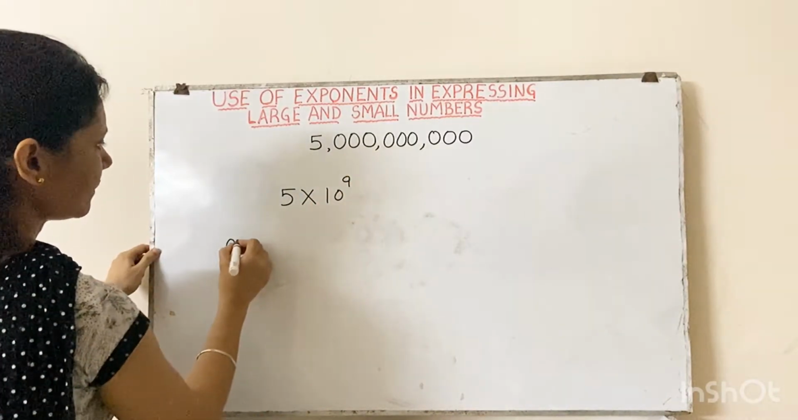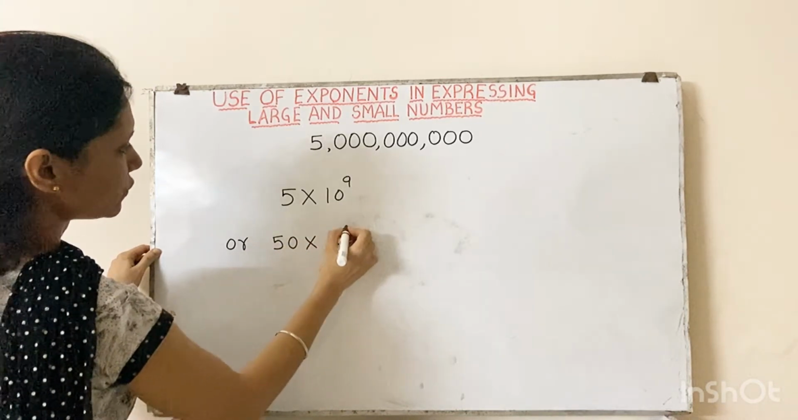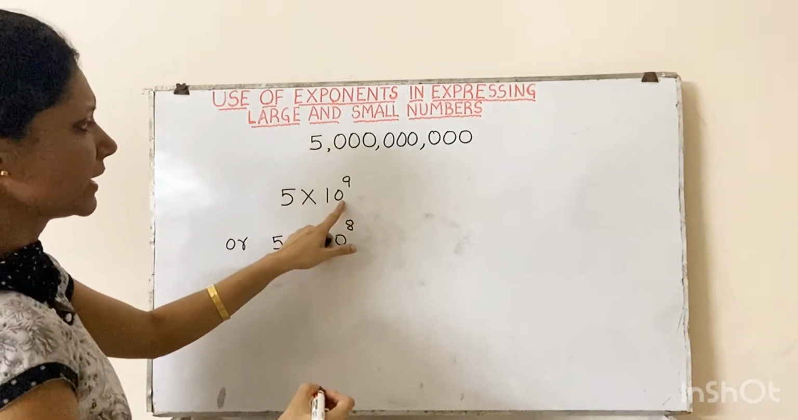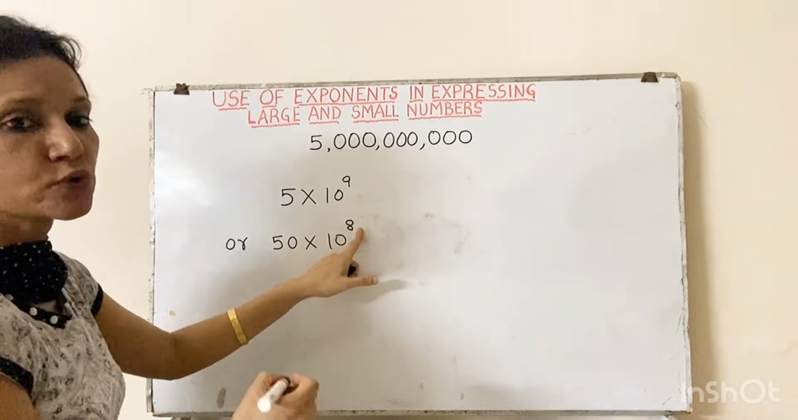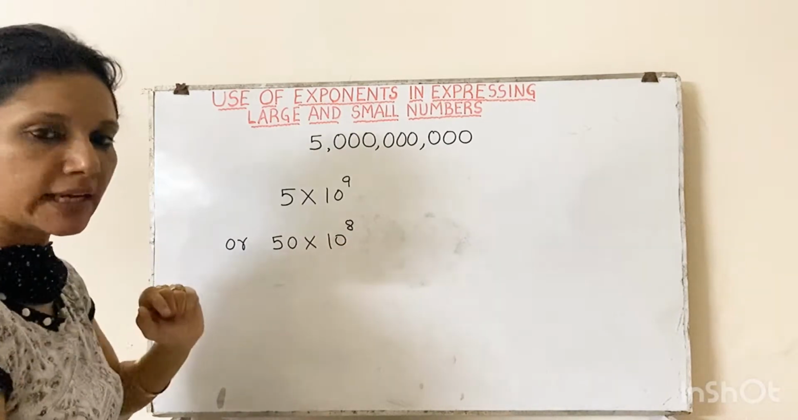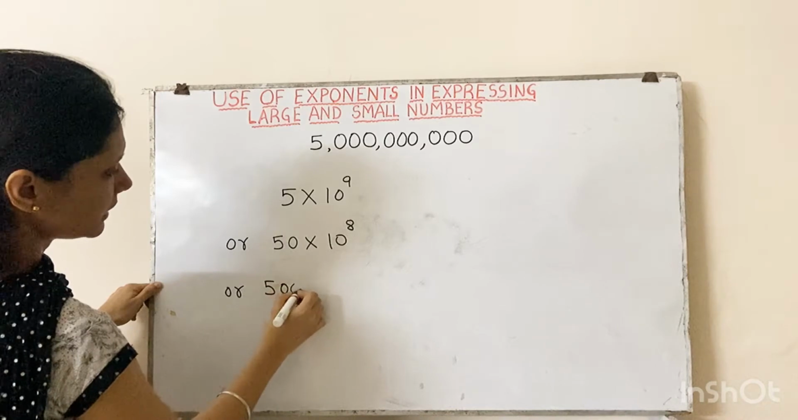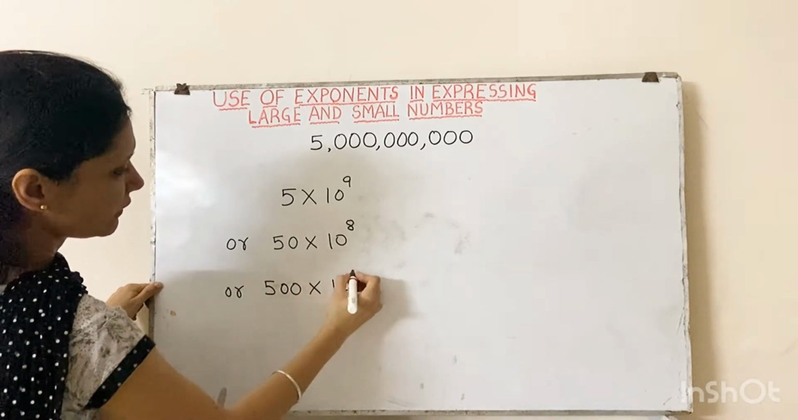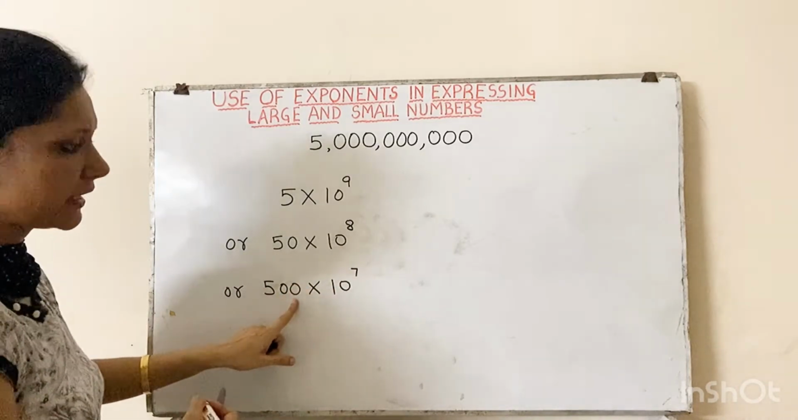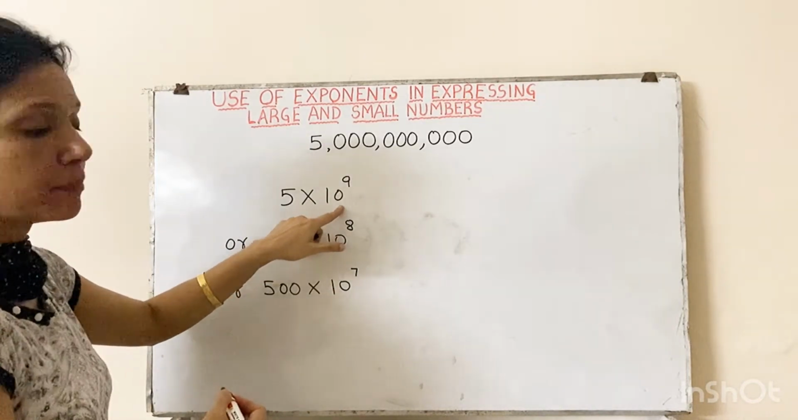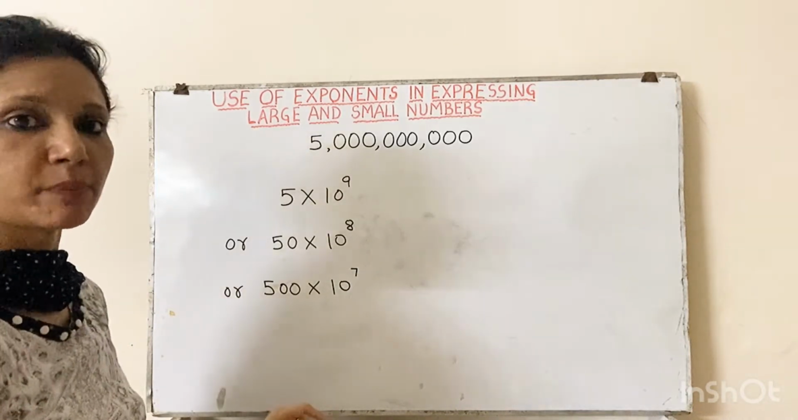Or it can be written as 50 multiplied by 10 raised to the power 8. If I write 1 0 from here with 5, then the power of 10 would be reduced by 1, that is 10 raised to the power 8. Or this can be written as 500 multiplied by 10 raised to the power 7. If I take 2 zeros from here and write it with 5, then 2 would be reduced from the power. So this would become 500 into 10 raised to the power 7.